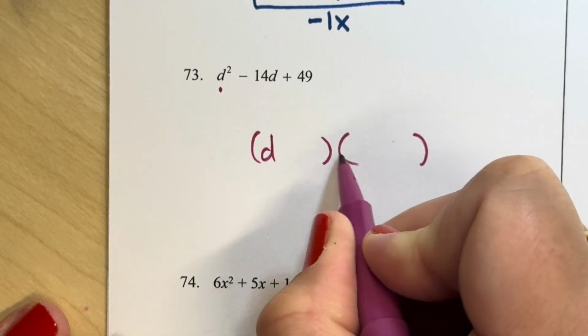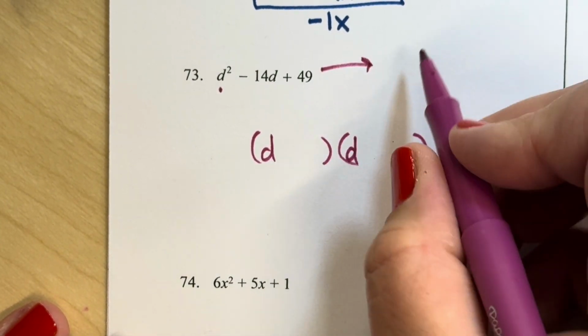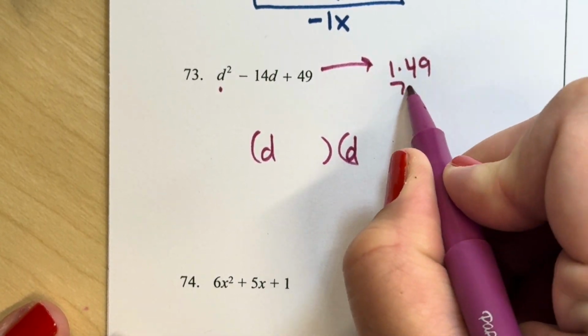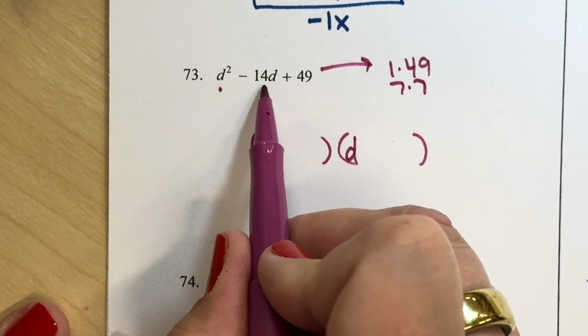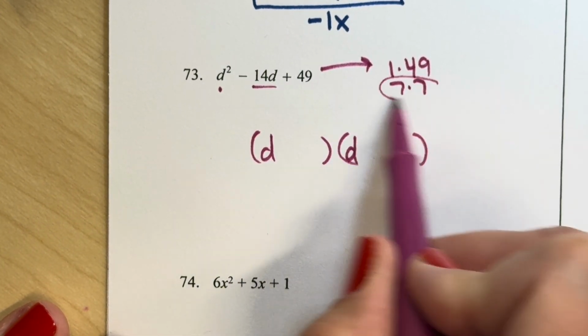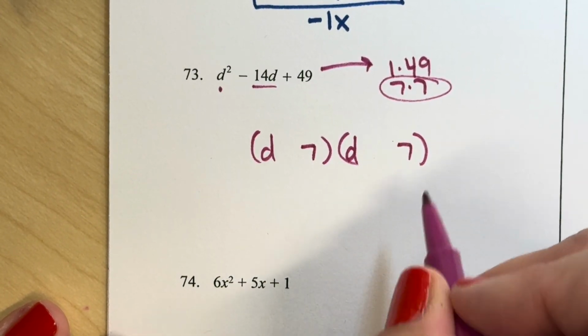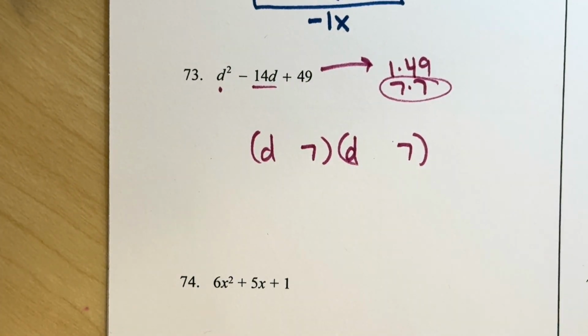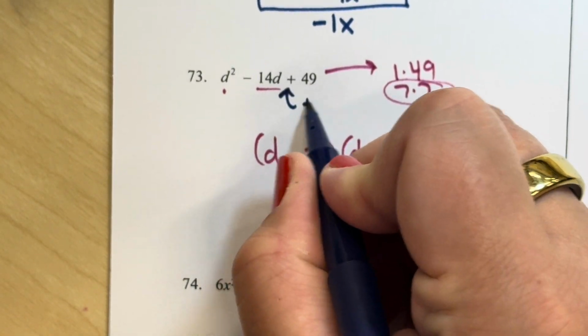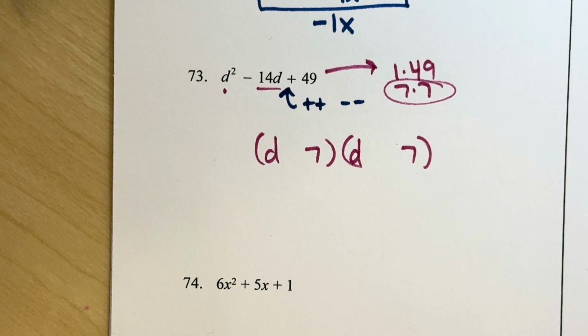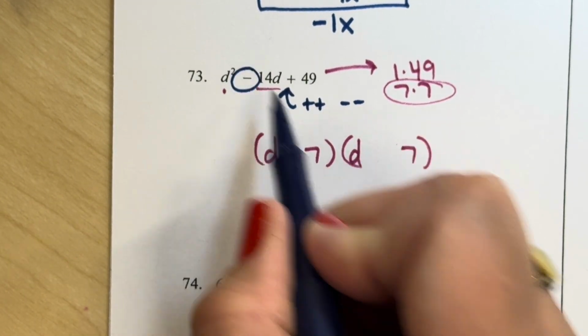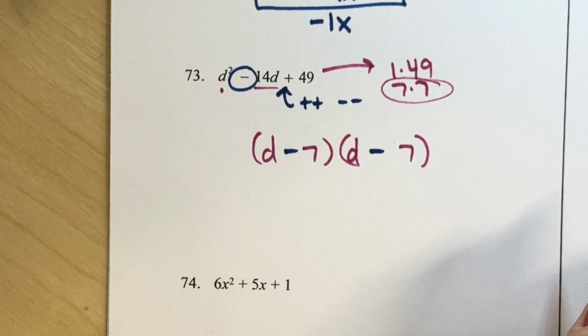Factors of the first term go in the first spots. For 49, it's 1 times 49, or 7 times 7. I need to make a 14. 7 times 7. The last sign is a plus sign, so that tells me that the signs inside are either plus plus or minus minus. Because the first sign is a minus, they're minus minus.